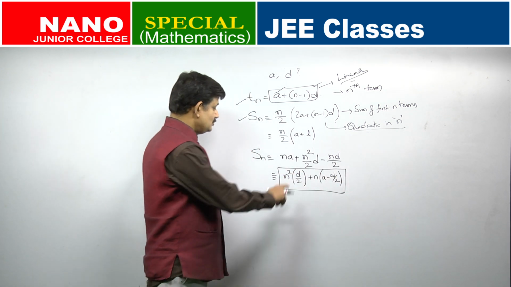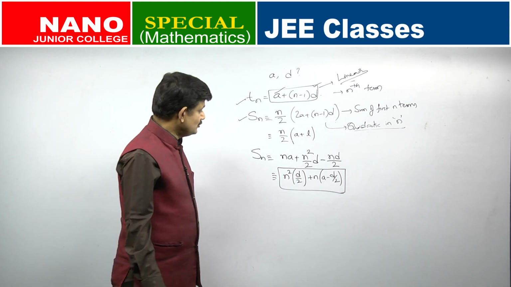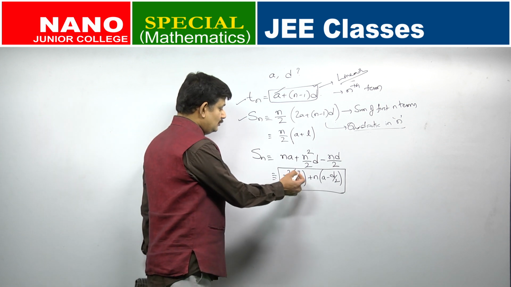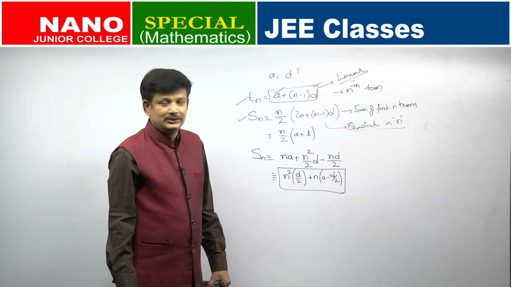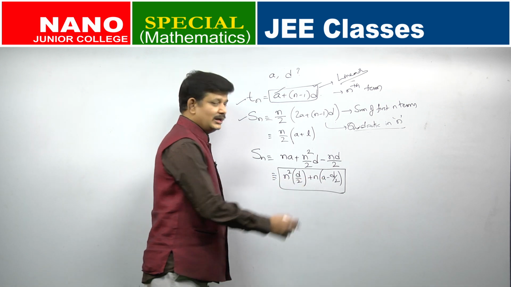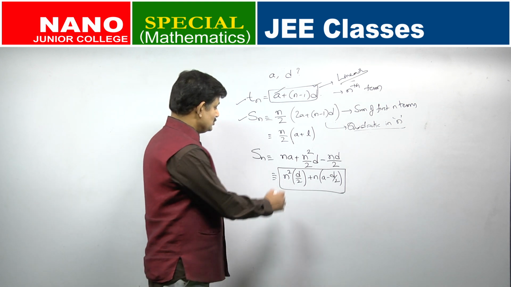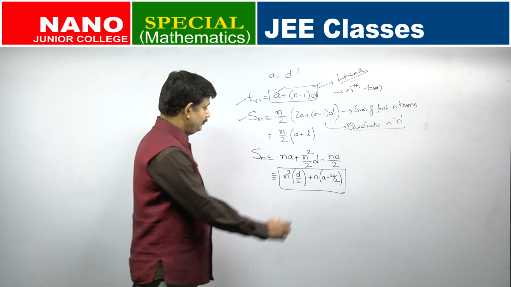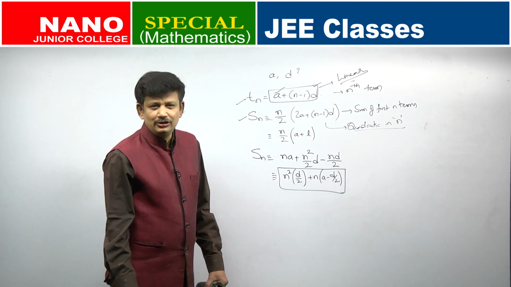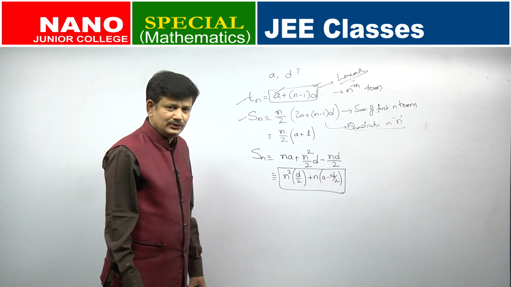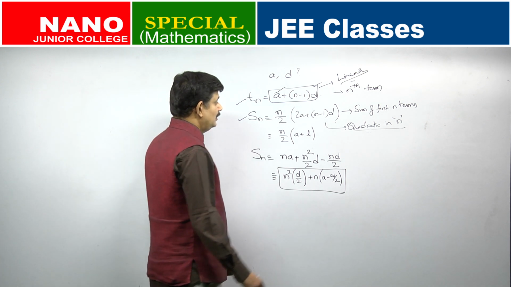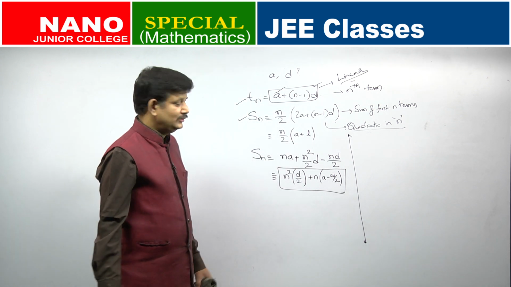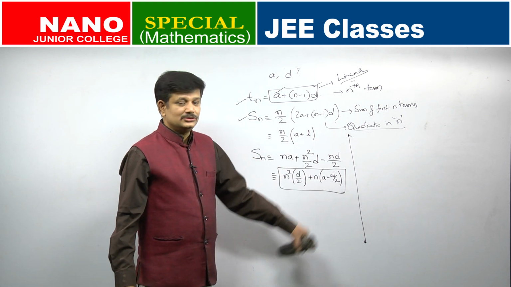A square into d by 2 plus n into a minus d by 2. So, whenever you know the common difference and first term of an arithmetic progression, directly you can write Sn as n square multiplied by d by 2 plus n into a minus d by 2. This is very useful to you in some applications whenever you are solving questions on sum to n terms of a series.